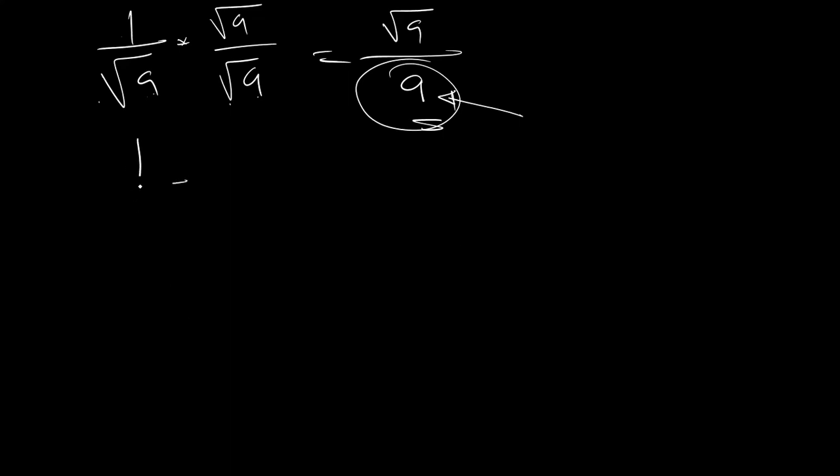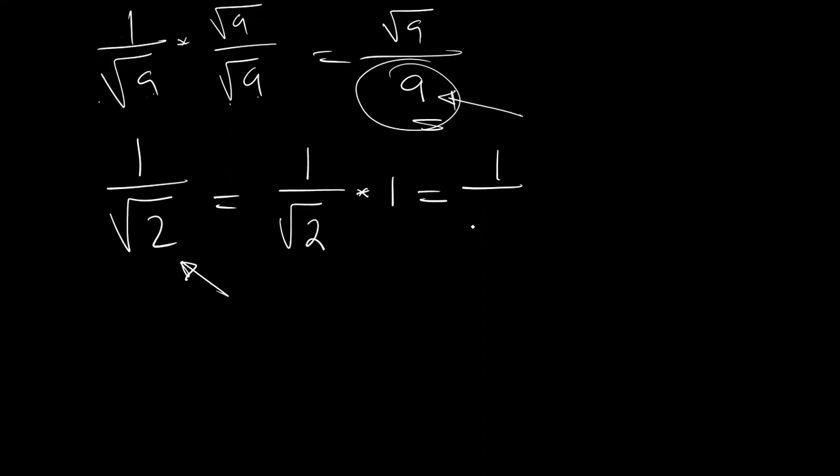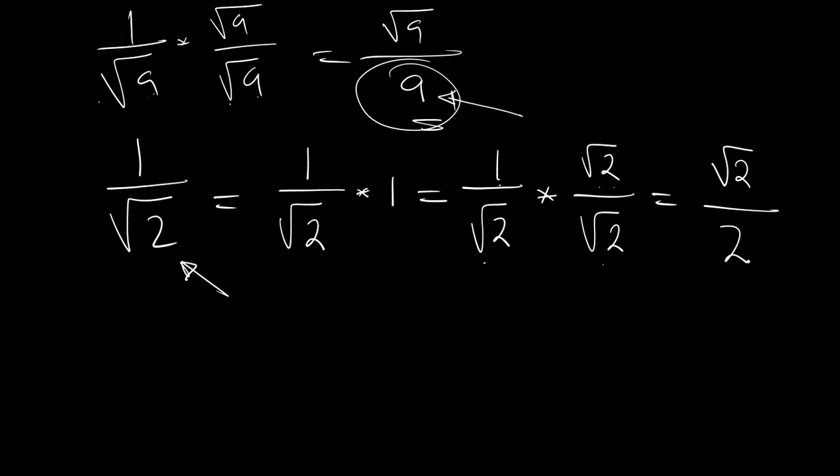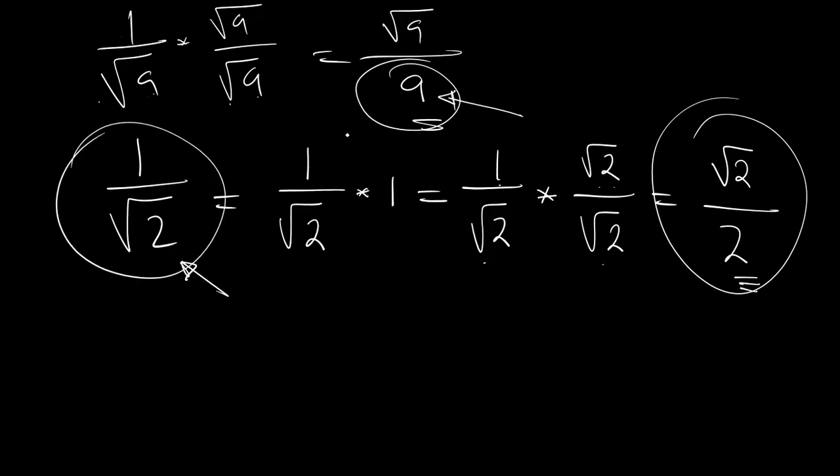Now, if you have something like this, 1 all over the square root of 2, to rationalize this denominator, we just say 1 all over the square root of 2 times 1. And we say 1 all over the square root of 2 times the square root of 2 divided by the square root of 2, which will give you 1. So 1 times the square root of 2 is the square root of 2. The square root of 2 times the square root of 2 will give you 2. So we have rationalized the denominator. The denominator is now 2, and this expression is the same thing as the original one. So if you have an irrational denominator, this is the way to rationalize it.